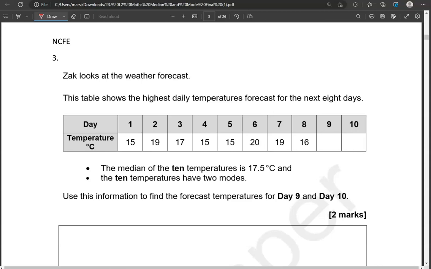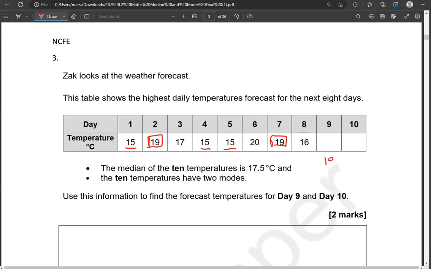Okay, so the data set has 2 modes. Do we have 2 modes already here? Let's have a look. Which numbers repeat themselves? We've got 15, which repeats itself 1, 2, 3 times. We've got 19 twice, and the rest do not repeat themselves. So this tells us that we need to have another 19 somewhere here, so that we'd have 2 modes, 15 and 19.